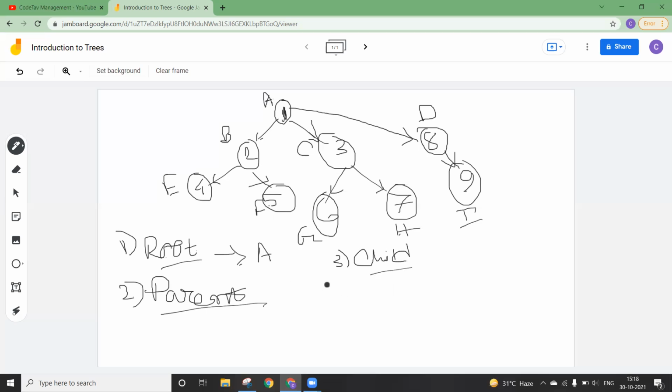Clear? Next one is siblings. Nodes belonging to the same parent are called siblings of each other. Like here E and F are both children of the parent B. So here E and F are siblings. E is the left sibling and F is the right sibling.